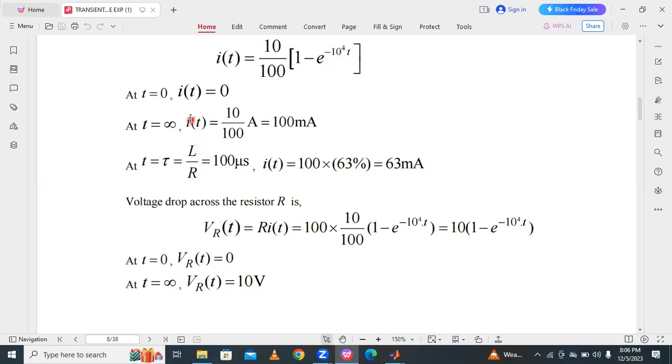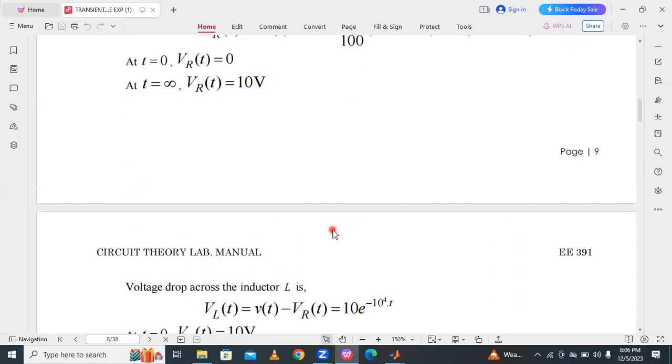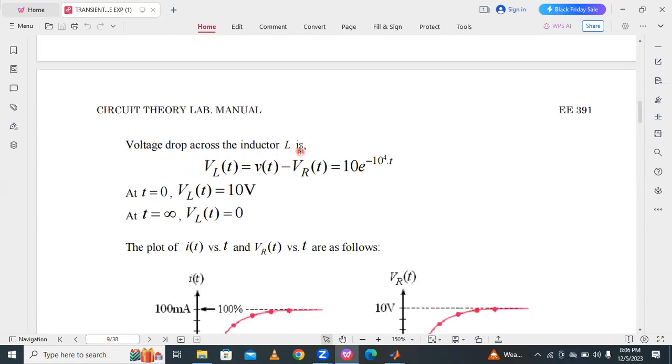The current is exponentially increasing, and the voltage across the resistor is also exponentially increasing. At t is equal to 0, VR of t is 0. At t is equal to infinity, VR of t is equal to 10 volts. Next, the voltage drop across the inductor is the source voltage minus the voltage drop across the resistor: V of t minus VR of t, that is equal to 10 into e power minus 10 to the power of 4 into t. At t is equal to 0, VL of t is equal to 10 volts. At t is equal to infinity, VL of t is equal to 0 volts. So like this we get it.